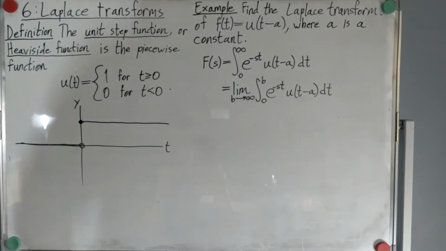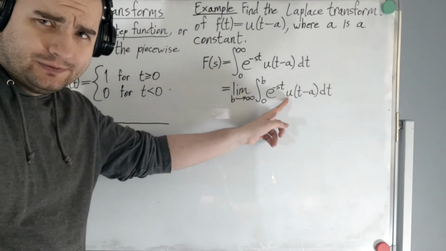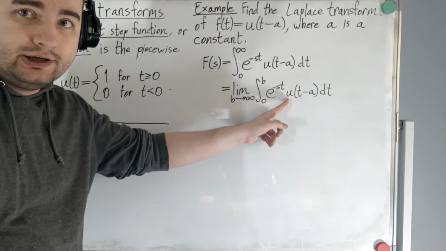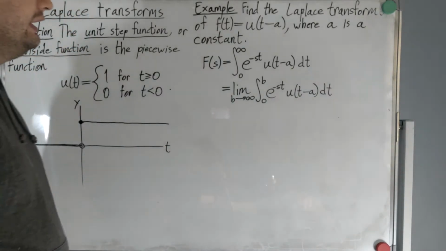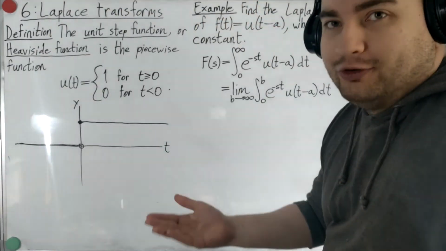Now at this point, you might be a little perplexed as to how to go forward, because you're thinking to yourself, isn't this a piecewise function? How do you integrate a piecewise function? Well, it's actually quite easy. You integrate a piecewise function by just splitting it up into its pieces, and then taking the integral of those pieces.